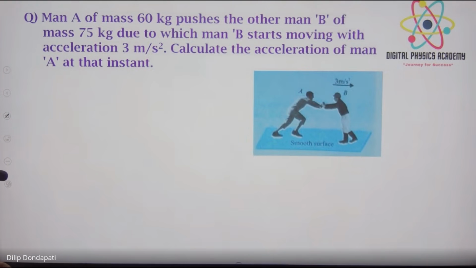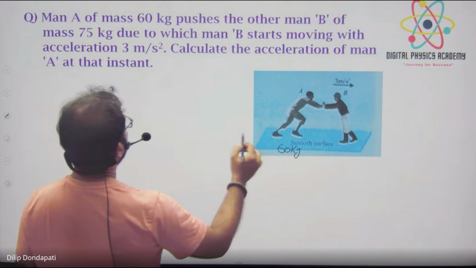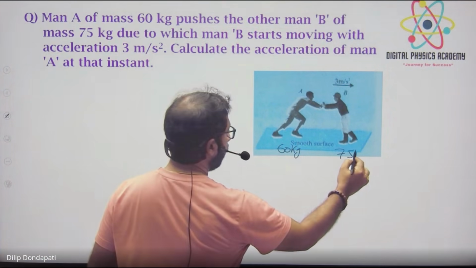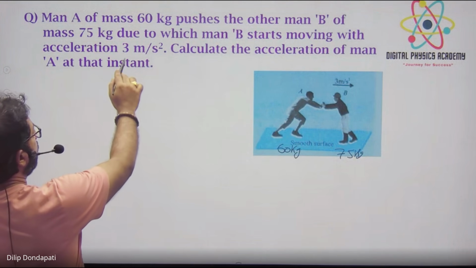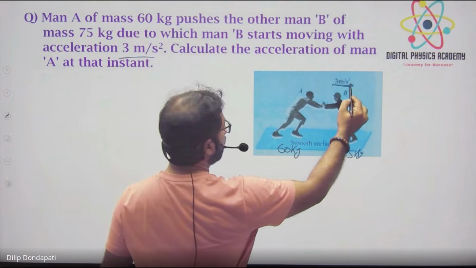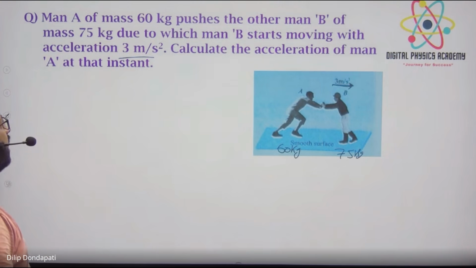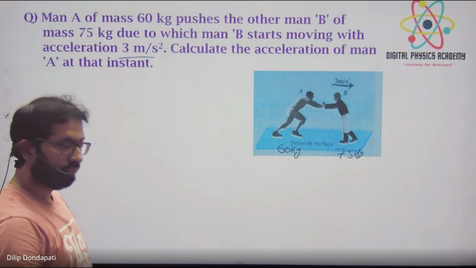Man A of 60 kg, a person of 60 kg, pushes the other man B of 75 kg. So both weights are given. Due to which B starts moving with an acceleration of 3 meters per second squared. So he is moving at 3 meters per second squared. Find the acceleration of man A at that instant. At that instant I want to find the acceleration of A. Find it.